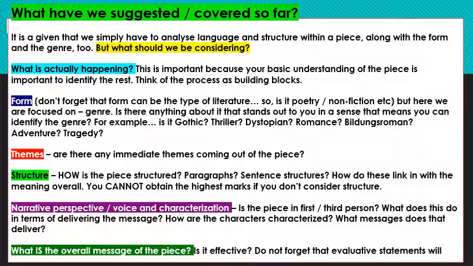Now, you can then start to look at the structure. So how is the piece structured overall? What do the paragraphs look like? Are some shorter than others? Are some longer than others? What might that mean? What are the sentence structures like? Do we have excessive listing? Do we have simplistic sentences? Do we have imperatives, declaratives? What is the point of that? Why are they structured in that way? And how do these link in with the meaning overall, and possibly the themes?